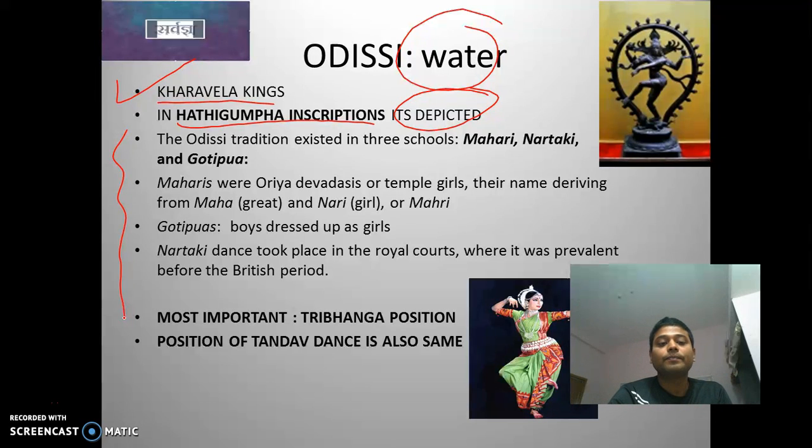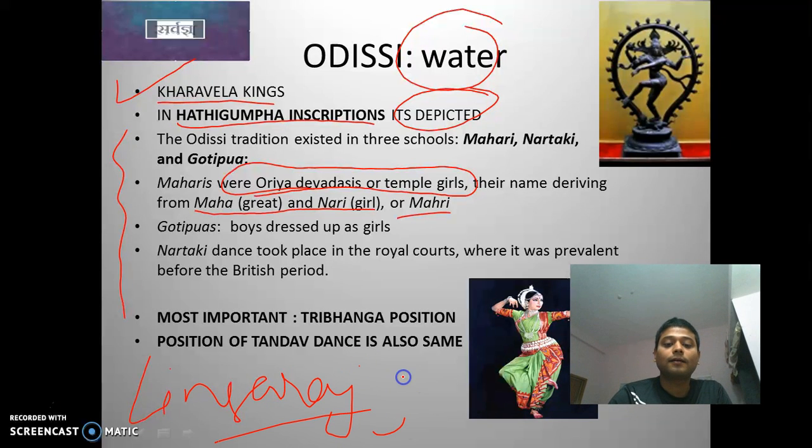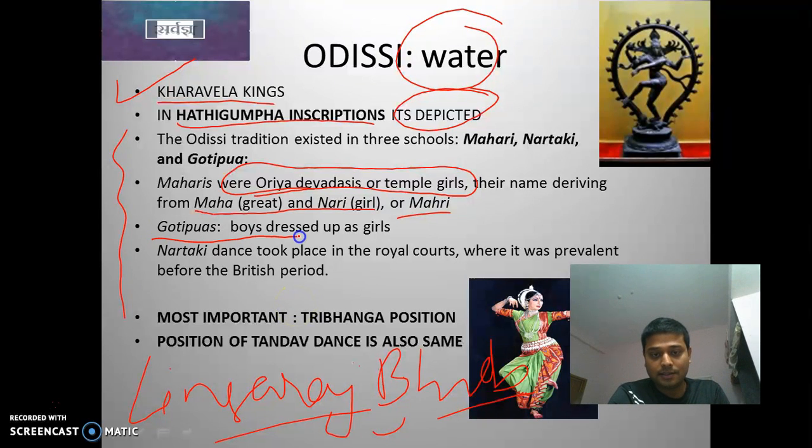You see the Maharis, the name can be said as Maha and Nari, the great girl, or Mahari. These are the Odia Devadasis. Devadasis means temple girls, the girls who used to serve in the temple. So these Devadasis used to dance Odissi dance in temples like Lingaraj temple and other temples that exist in Bhubaneswar. Now Gotipuas means the boys are dressed up as girls. So this is the uniqueness of Gotipua and the difference between Maharis and Gotipuas.